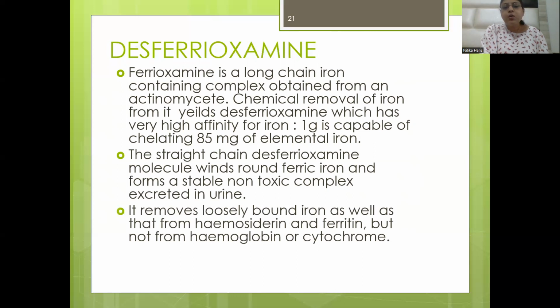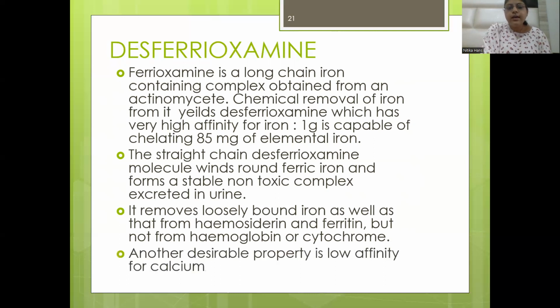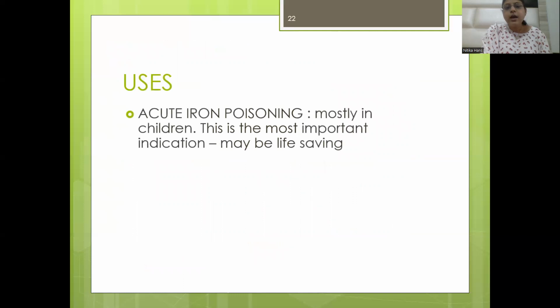It removes loosely bound iron as well as iron from hemosiderin and ferritin, but not from hemoglobin and cytochrome. Another desirable property is low affinity for calcium. It can be used in acute iron poisoning, like when children have taken iron sulfate, iron gluconate, or fumarate tablets meant for iron deficiency. So we can give it in acute iron poisoning.